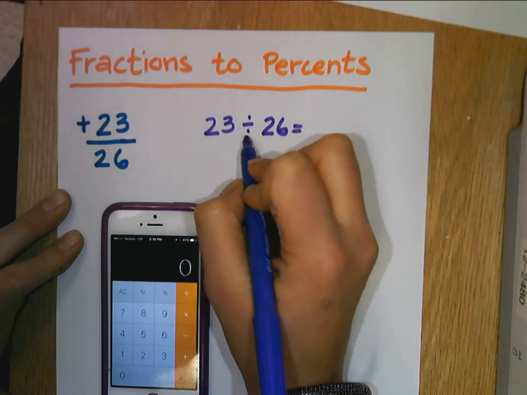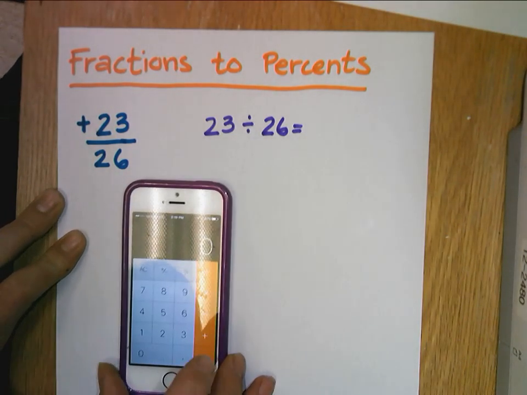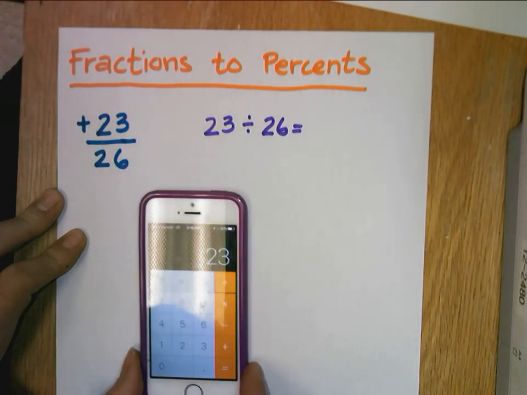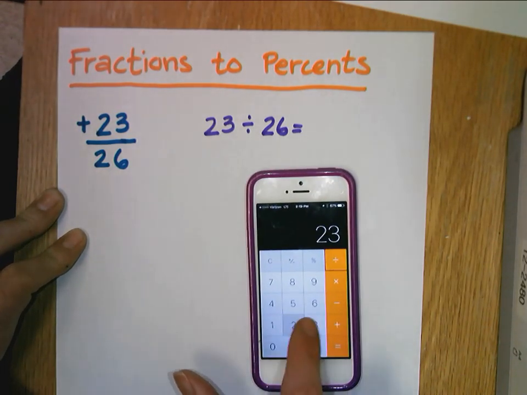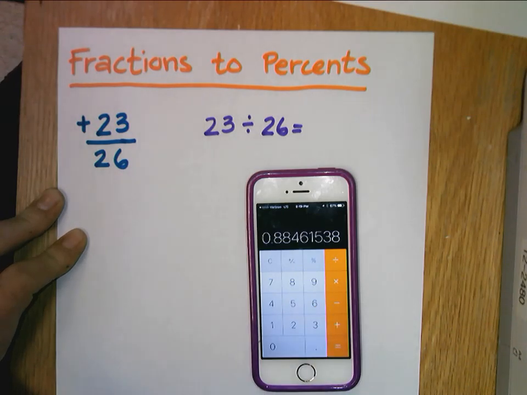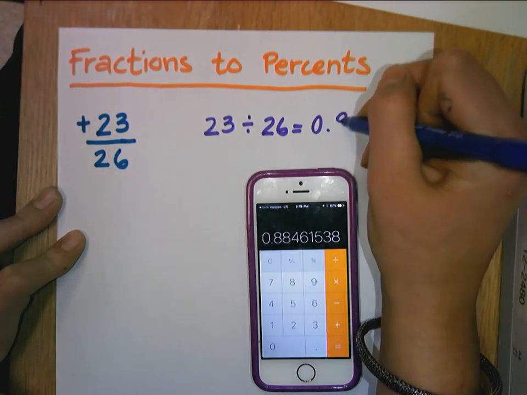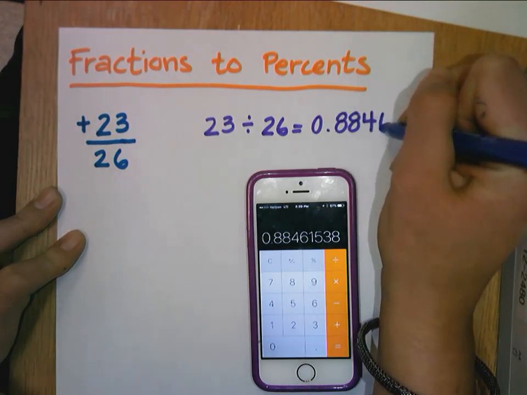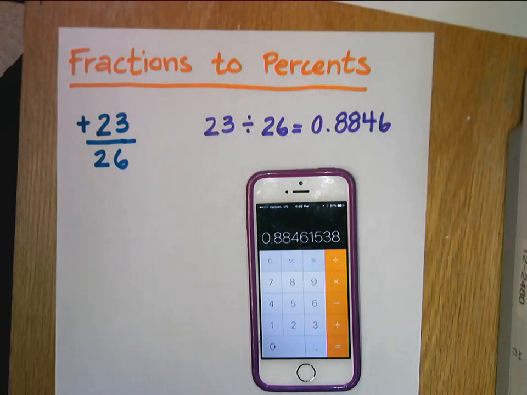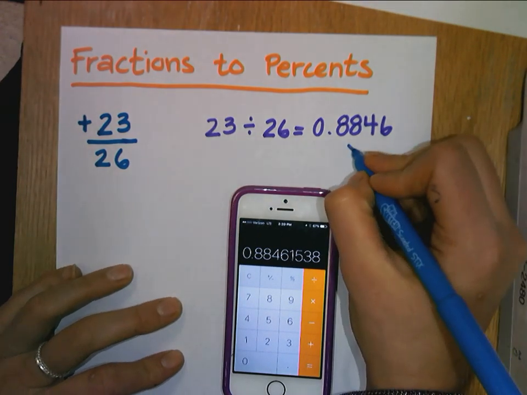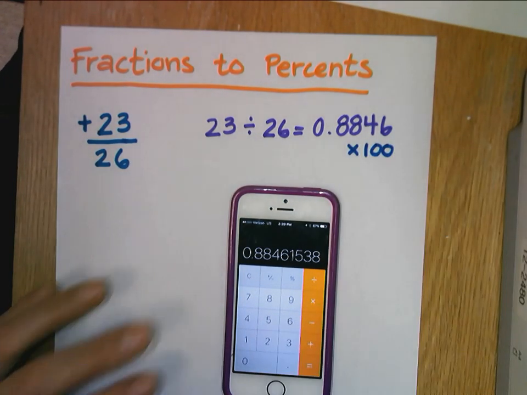If you scored a 23 out of 26, we're just going to be doing a division problem here. So 23 divided by 26 is going to give us a decimal, 0.8846. So I'm going to go ahead and write that down. But we don't stop there because that's just the decimal value of our fraction. In order to convert it to a percentage, we're going to need to multiply that decimal value by 100 in order to get a percent.